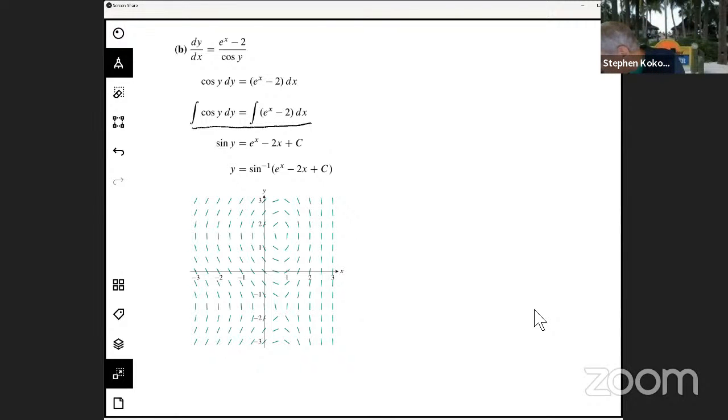On the right-hand side, integrate term by term. So that's just e to the x minus 2x. And here's where my constant c comes in. And this isn't so bad. I mean, I want to solve for y. In order to do that, I'd have to take the inverse sine of both sides.